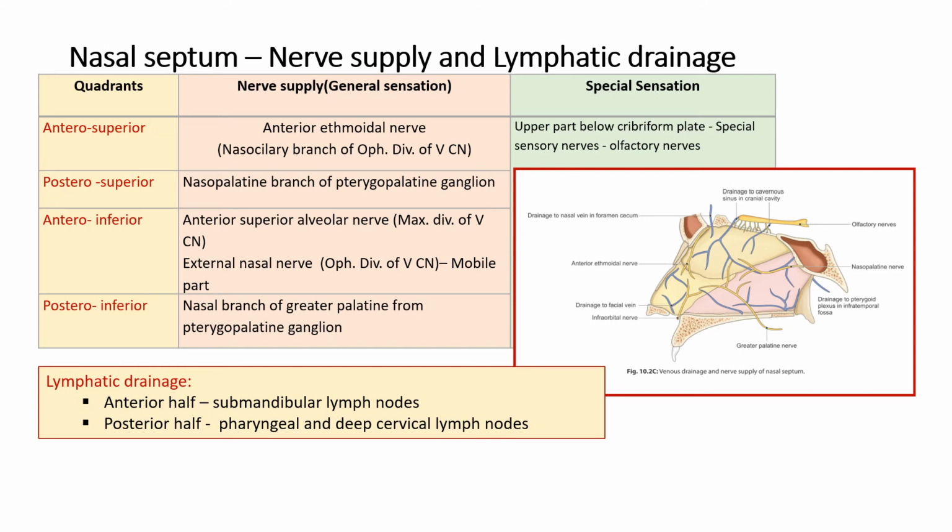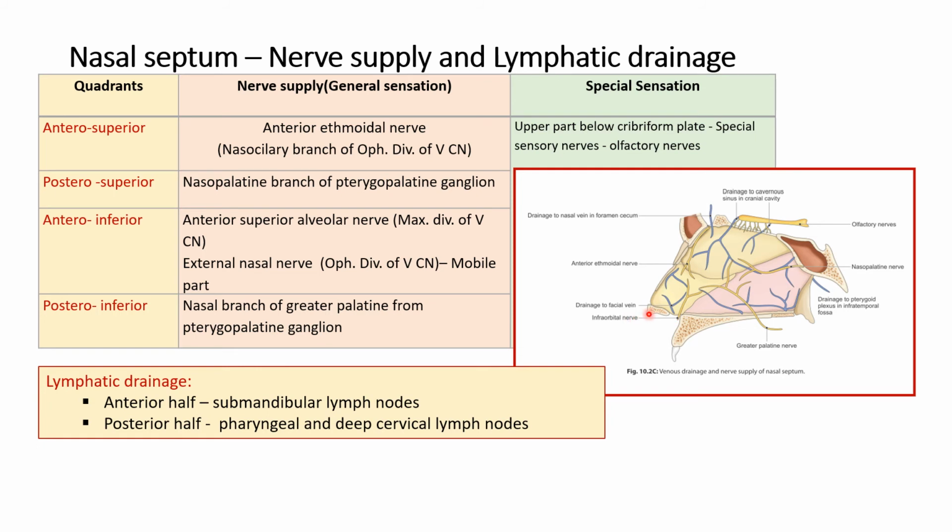Coming to the nerve supply, for which also we have to consider the 4 quadrants, and we have to consider the general sensation and special sensation. The general sensation from the anterosuperior part is by anterior ethmoidal nerve, which is a branch of nasociliary division of ophthalmic division of trigeminal nerve. And from the posterior inferior part, it is through nasopalatine branch of pterygopalatine ganglion.